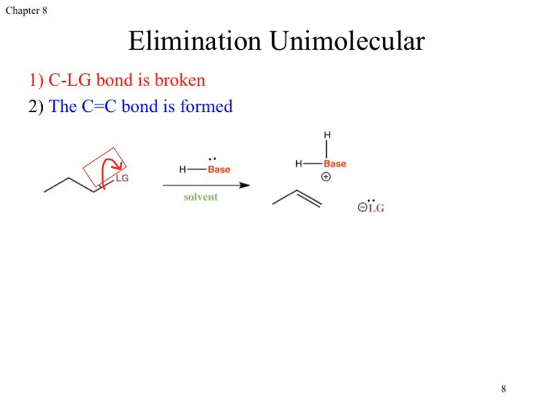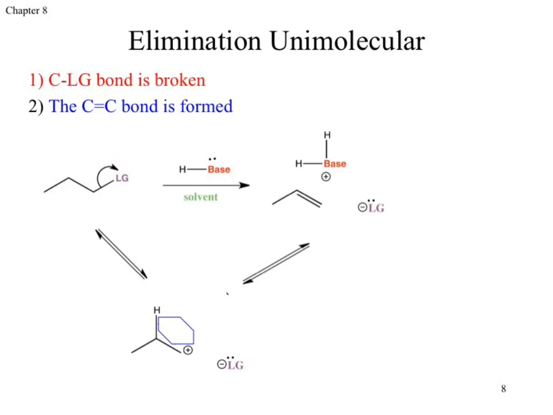Okay, what's the result of that? Whoops, that was not supposed to happen, but there you go. Now it's all drawn nicely for you. Our result is that we have that carbocation and our leaving group.